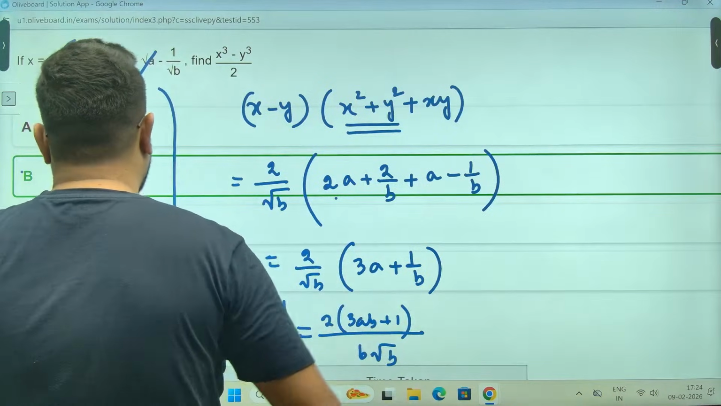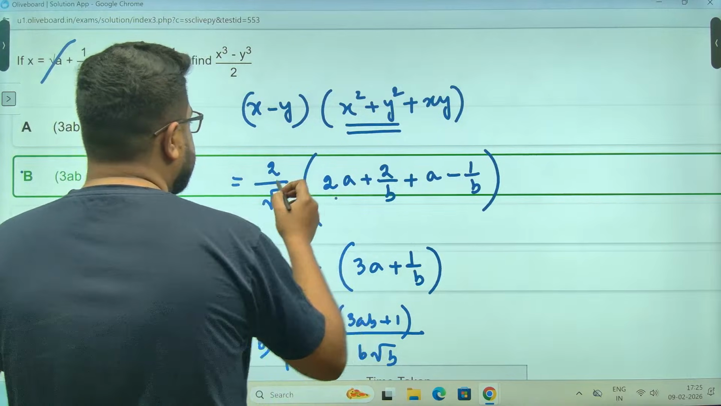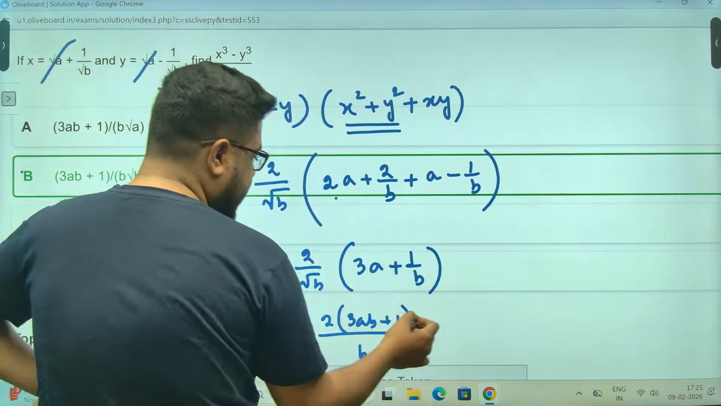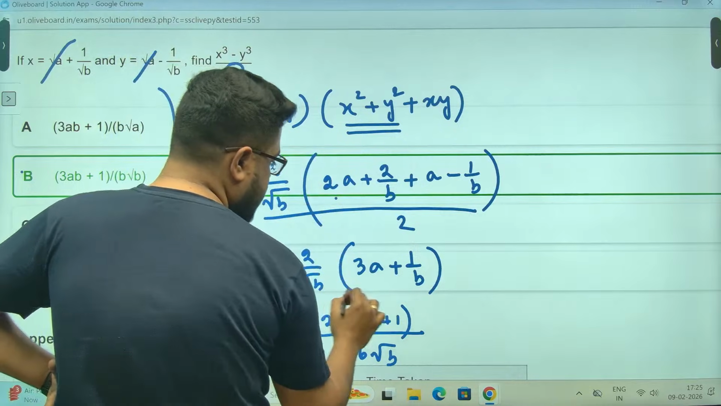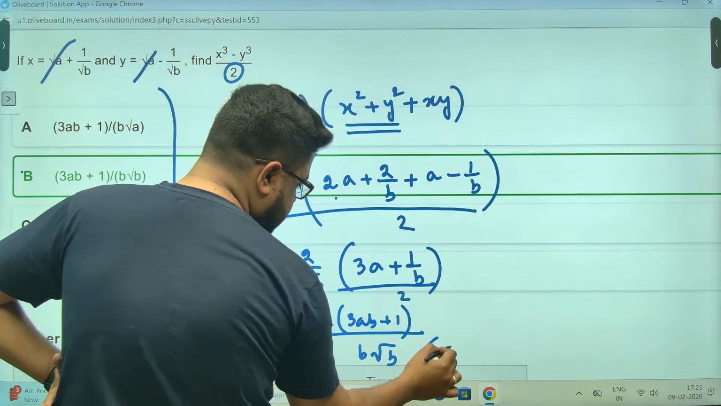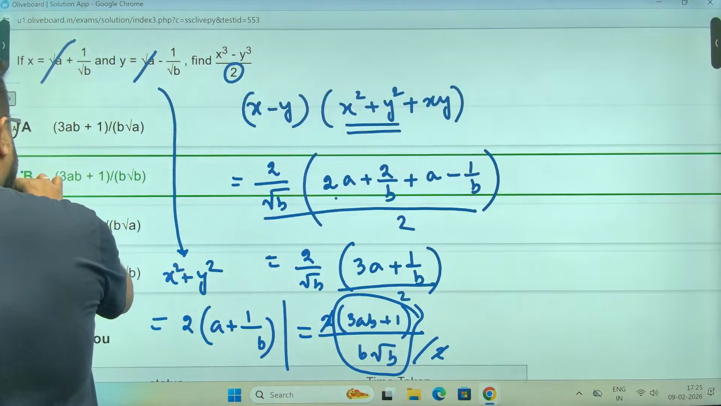But in that case, how will I manage? By 2 था ना, sir. There was a by 2. So whenever I do this by 2, this by 2, sir, this 2 and this 2 will cancel. 3AB plus 1 by B root B, that's the answer.